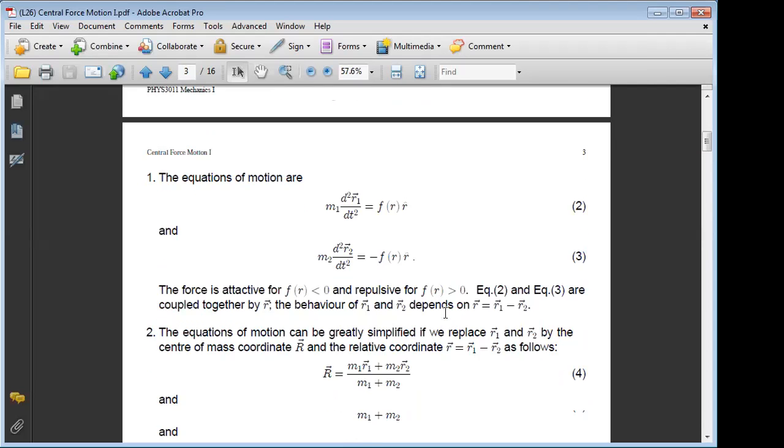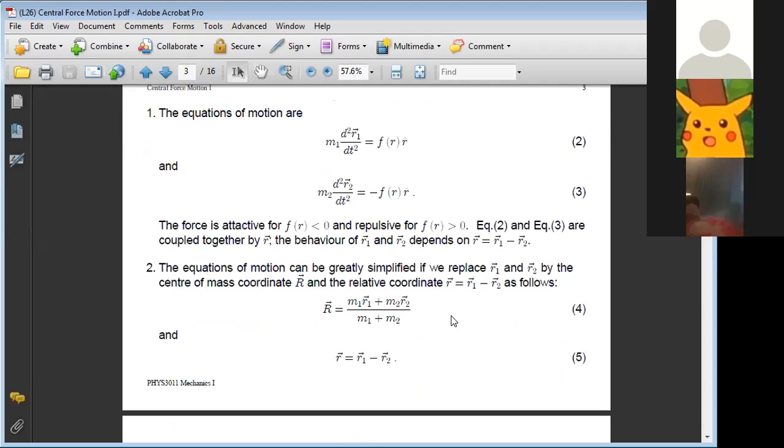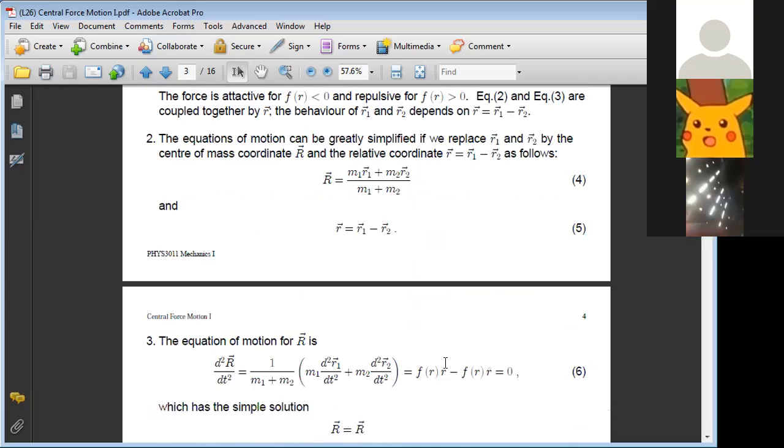Okay. Now let us go to the center of mass frame. Let us make a change of variables. We generate the center of mass position vector, R vector, capital R vector, and also the relative coordinate position vector, that is the small r vector. All right. Now the equation of motion for the center of mass position vector is given here.